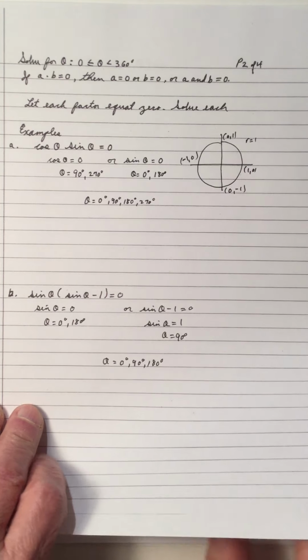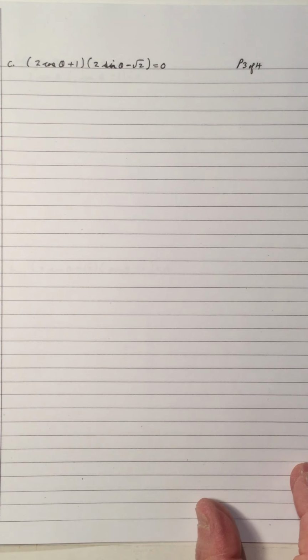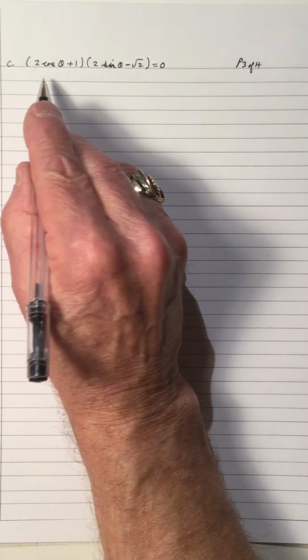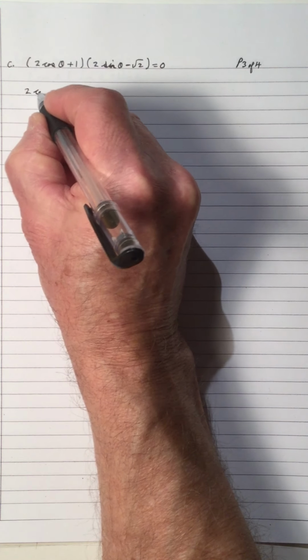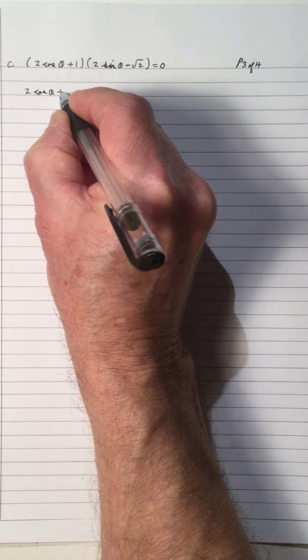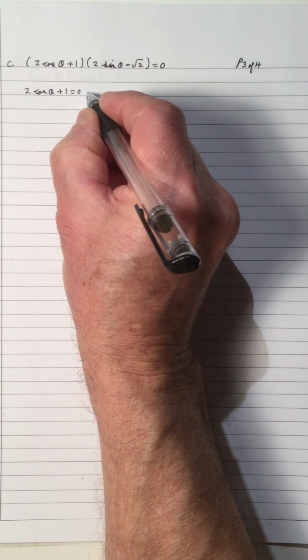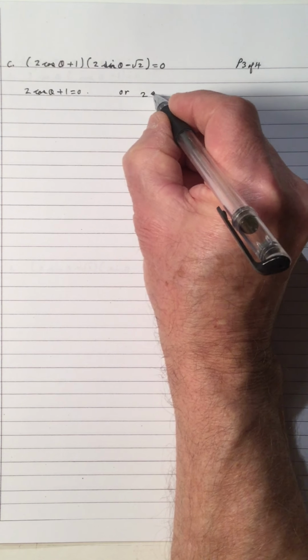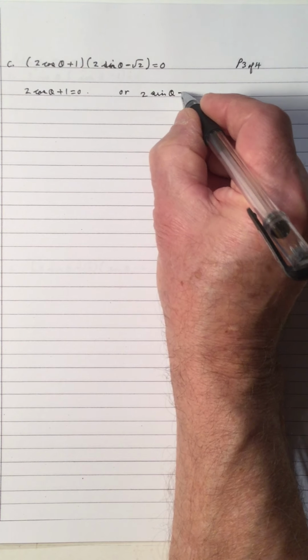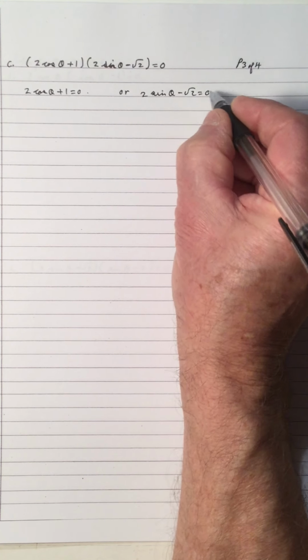Okay, let's continue. So notice we're solving quadratics, and we have each factor equal to 0. Here I have two sets of brackets, so each of these brackets is equal to 0. So 2 cos theta plus 1 equals 0, or we have 2 sine theta minus root 2 is equal to 0.